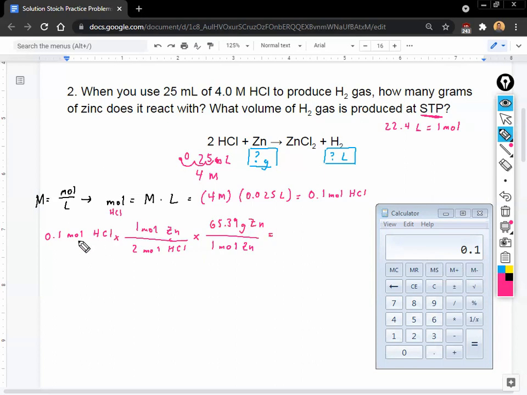And then there you go. We can see that our units will cancel out the way that we want them to. We'll be left with grams of zinc. So all we need to do is divide by 2 times 65.39. That'll give us 3.27 grams of zinc.